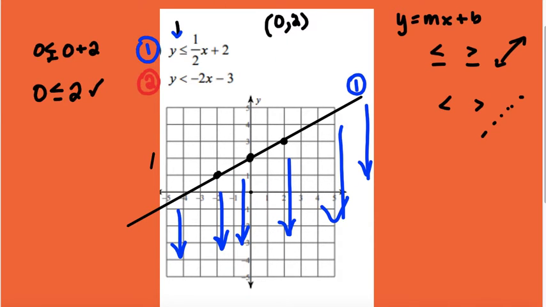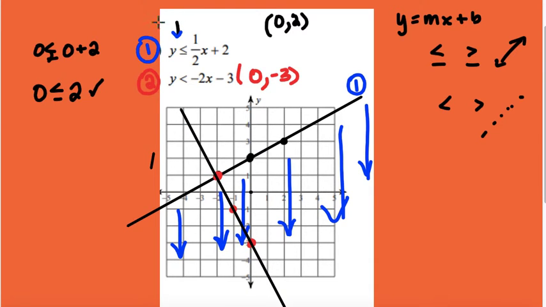All right, now I'm going to go to the other line, to line 2. I'm going to go down to that y-intercept of 0, -3. So 1, 2, 3. And in this case, I have a negative slope. So if I go up 2, I have to go to the left 1. And I could do that again, up 2 and to the left 1. And then I'm going to take my line and draw a line through that, like that.